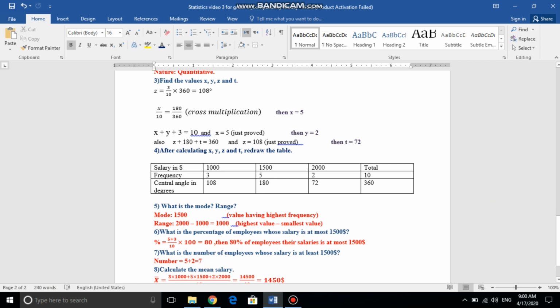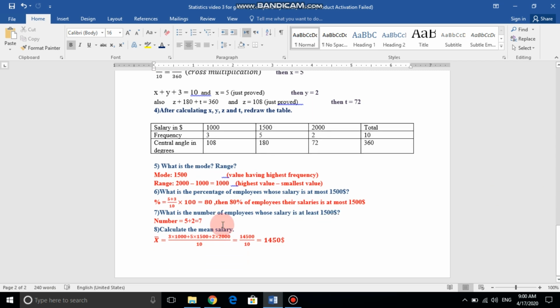In the last part, now calculate the mean salary. To calculate the mean or the average, it's equal to the sum of each salary multiplied by its frequency, and the final answer divided by 10. So 3 multiplied by 1000 plus 5 multiplied by 1500 plus 2 multiplied by 2000, and the final answer divided by the total, which is 10, so you will get $1,450.